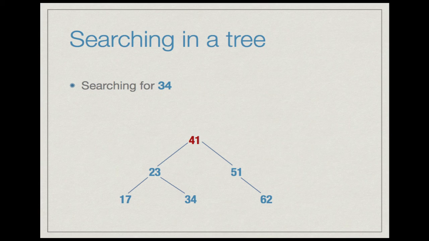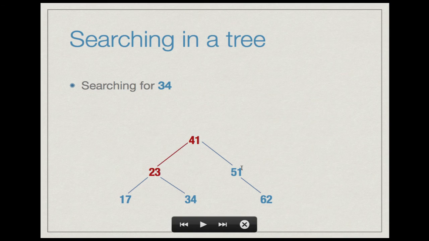So searching starts at the root of the tree. We check whether 34 is the same as the value 41. In this case, we see that 34 is not equal to 41, but we also see that 34 is smaller than 41, and therefore if the value 34 is represented in this tree, it has to lie in the left subtree, because the value we are searching for is smaller than 41 and it cannot lie in the right subtree.